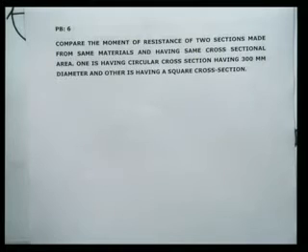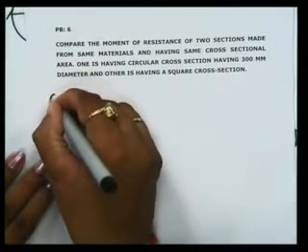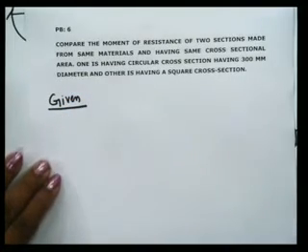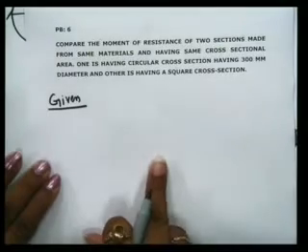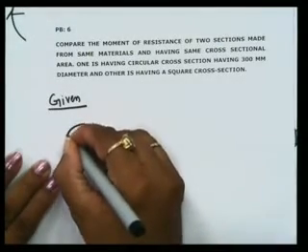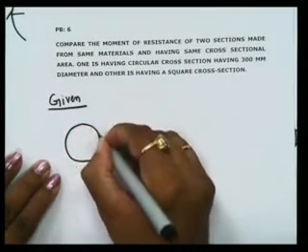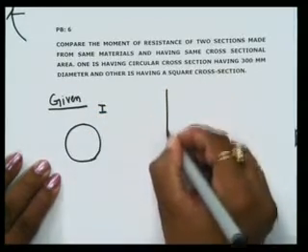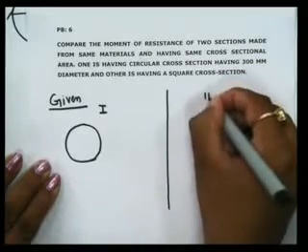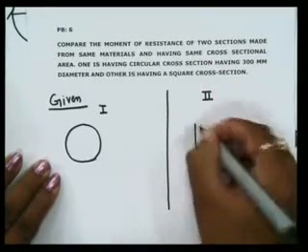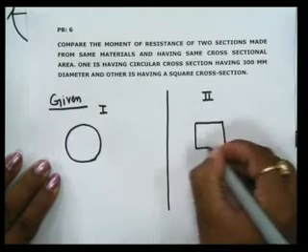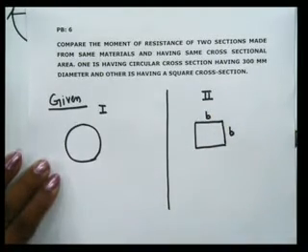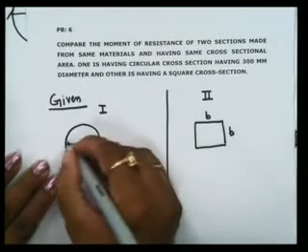To start with, we will write down what is given in this particular problem. First, it is a circular cross section, so we can draw a circle. Case 1 is the circular section and case 2 is the square section. As it is a square, we assume the dimensions are B and B. For the circle, the diameter is given.